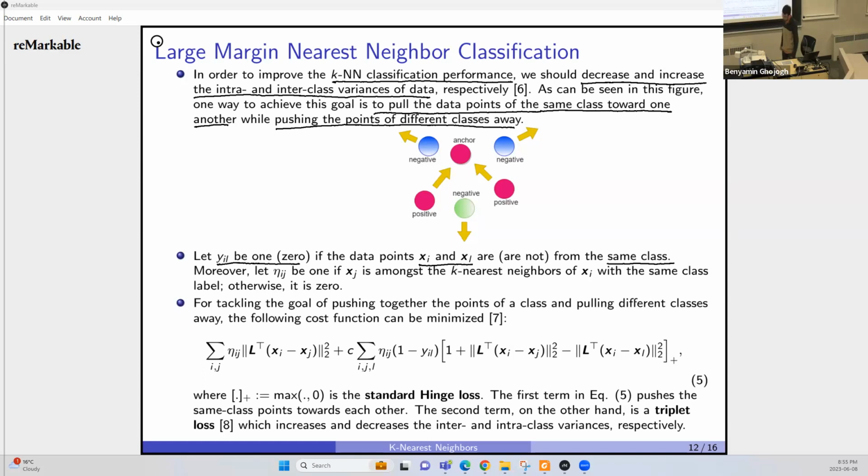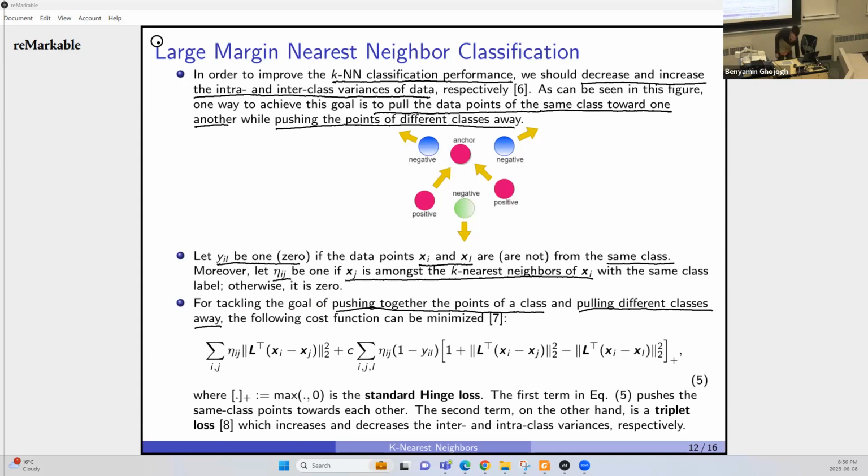Moreover, let eta ij be 1 if xj is amongst the k nearest neighbors of xi. So consider k nearest neighbors. If xj is one of the k nearest neighbors of xi, then I define a scalar variable named eta ij. It is 1 if it is one of the neighbors and 0 otherwise. For tackling the goal of pulling together the points of a class and pushing different classes away, the following cost function can be minimized. This is the cost function which we can use.